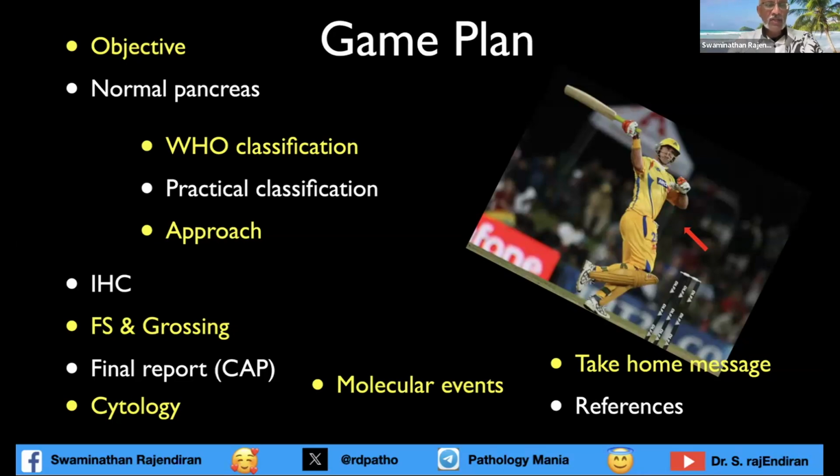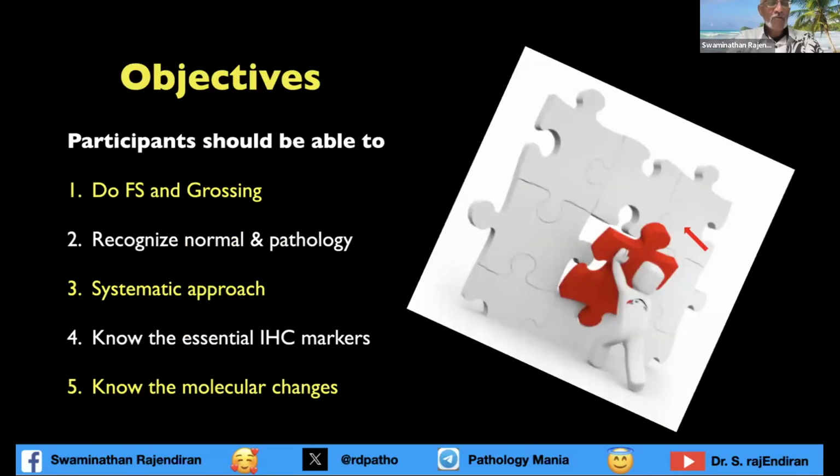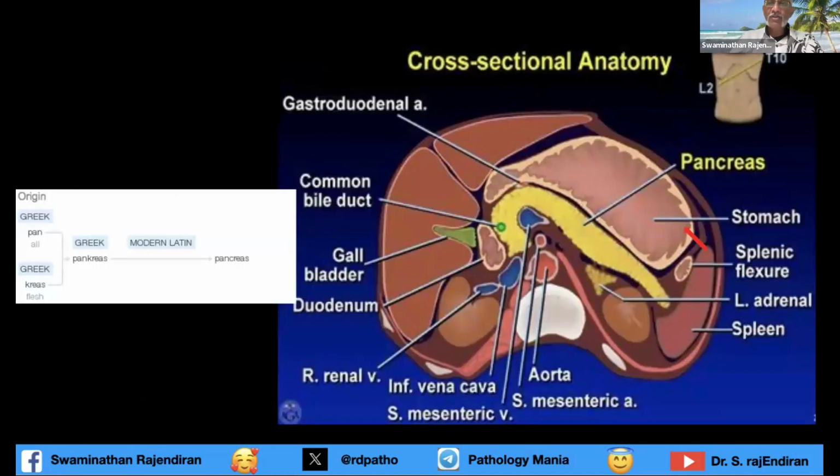I will just touch on cytology. I know cytology itself is a big topic, but I will tell you the very practical points in cytology. Then we will end with the molecular events. Objectives: you must know how to do frozen section and grossing, and recognize normal and pathology of the pancreas. You must have a systematic approach. At the end of this discussion, you will have that. You should know the essential IHC markers and the salient molecular changes in pancreatic pathology.